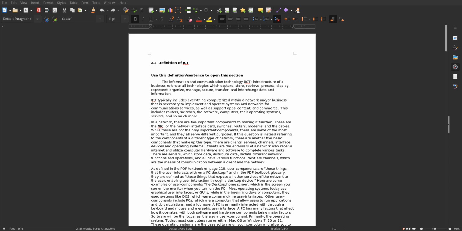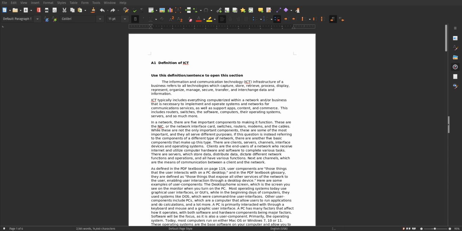ICT typically includes everything computerized within a network or a business that is necessary to implement and operate systems and networks for communication services. It also is made to support apps, content, and commerce. This will include routers, switches, software needed to run computer technology, computer hardware, operating systems, servers, and so much more.